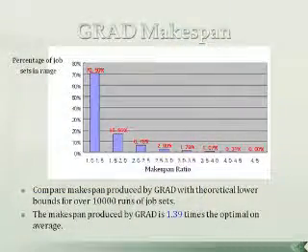So here is the makespan result. We compare the makespan produced by GRAD with theoretical lower bounds for over 10,000 rounds of job sets. The x-axis is the makespan ratio, and the y-axis is the percentage of jobs falling in that category. This figure shows us that in the worst case, the makespan produced by GRAD is less than 4.5 times the optimal, and in the average case it is around 1.39 times the optimal.